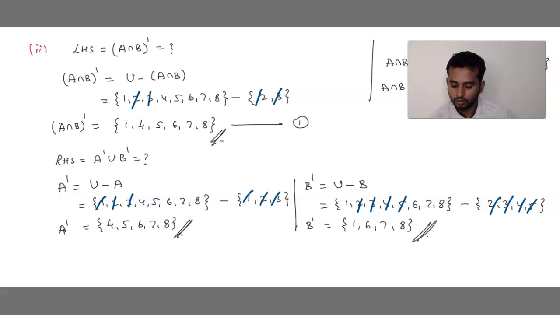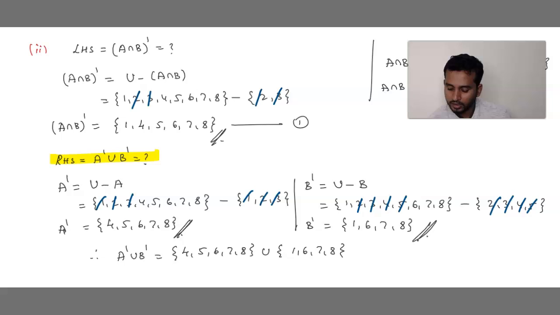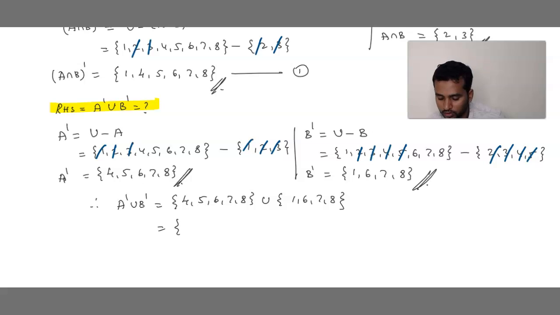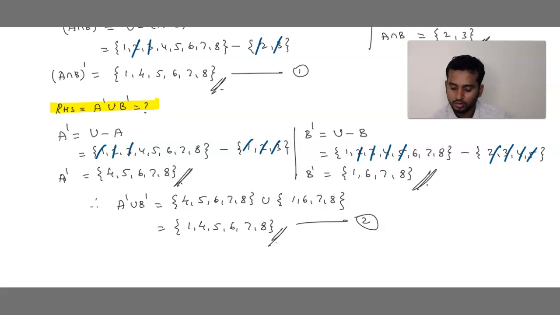This is A transpose. Now what should we find? We have to find A transpose union B transpose. Therefore, A transpose union B transpose is equal to A transpose, 4, 5, 6, 7, 8, union B transpose, 1, 6, 7 and 8. Now what should we do? We have to combine. We have to write from least to highest. Which is the least number? 1. After that 4, 5, 6, 7, 8. This is equation 2, that's nothing but A transpose union B transpose.